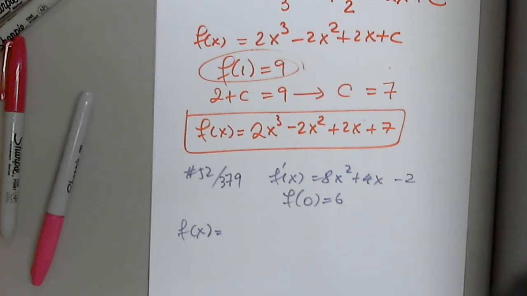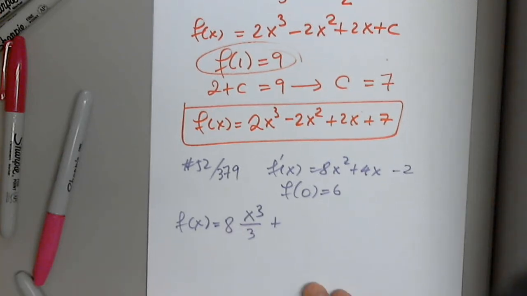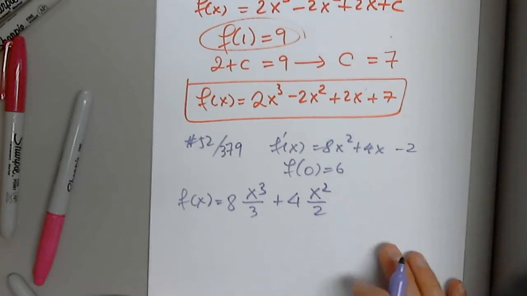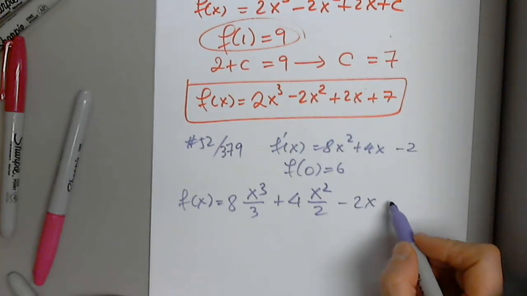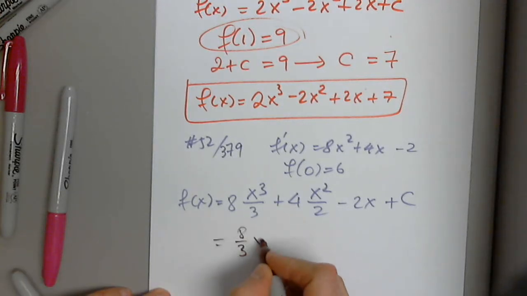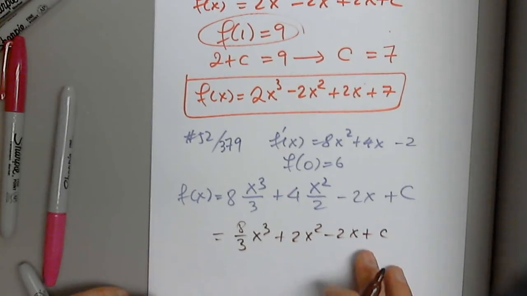8x cubed over 3 plus 4x squared over 2 minus 2x plus C. Excellent. Do we all agree with this? Yes. Perfect. I'll simplify it a little bit. I'll write 8/3 x cubed plus 2x squared minus 2x plus C.